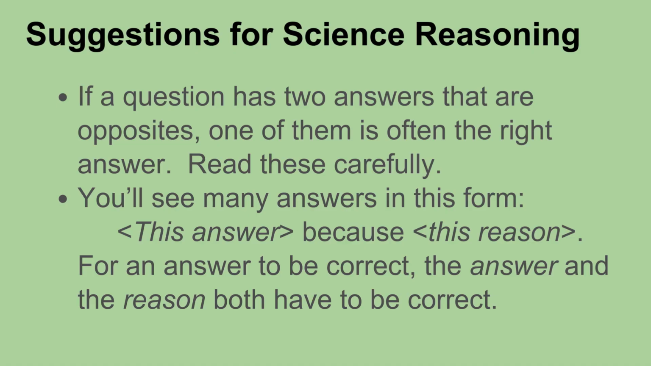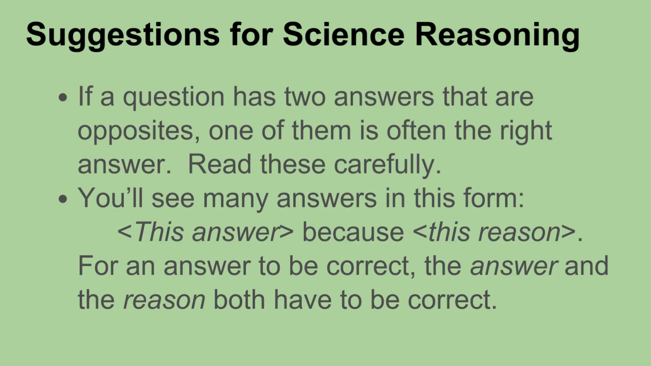Another thing that you'll see, another tactic that the ACT folks love to use, is they will give you answers in the form of this answer because this reason. The planet Venus because the atmosphere is so thin. Okay? For that to be the correct answer, the answer has to be correct, but the reason also has to be correct. So it has to be right, but it has to be right for the right reason. So look for those. You'll find those pretty frequently in the course of the test.